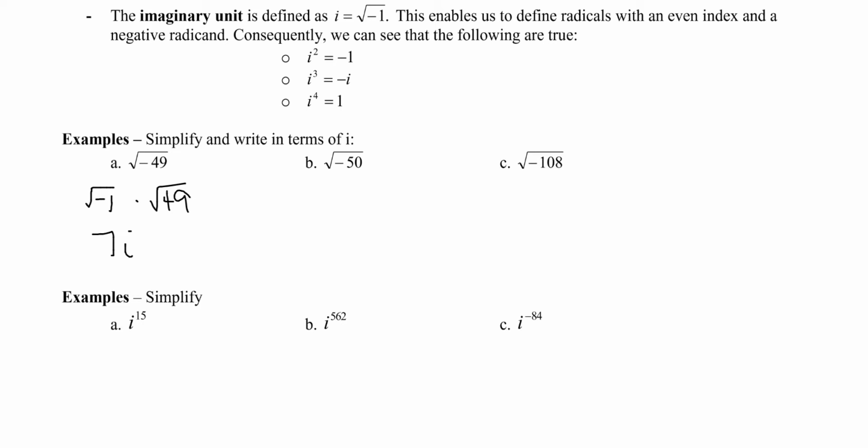For B, again, we're going to do it the same way, except -50 isn't a perfect square, so I'm going to change it into the square root of -1 times the square root of 25 times the square root of 2. Again, -1 becomes i. The square root of 25 is 5. So I have 5i. And then the square root of 2 we can't do anything with, so we'll leave it as is.